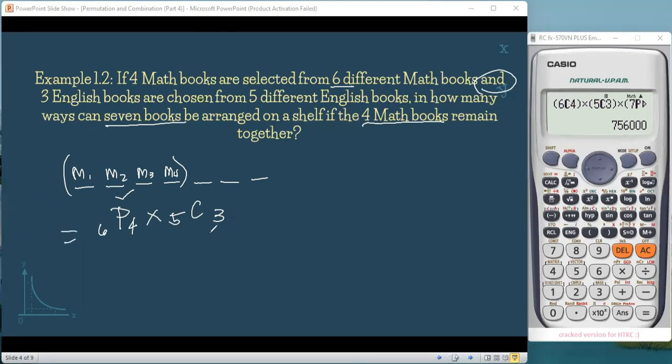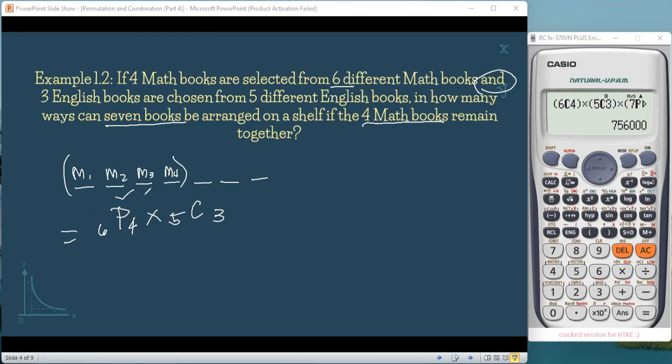So, dyan na po ba nagtatapos? Pwede na po ba nating i-calculate to? Actually, hindi pa po. Bakit? Kasi po, nasa isang shelf po sila. Ibig sabihin, pwede pa silang ma-rearrange. Katulad nga ng sinabi natin kanina, na pwedeng mauna sa English, then 4 na math, then another na English.